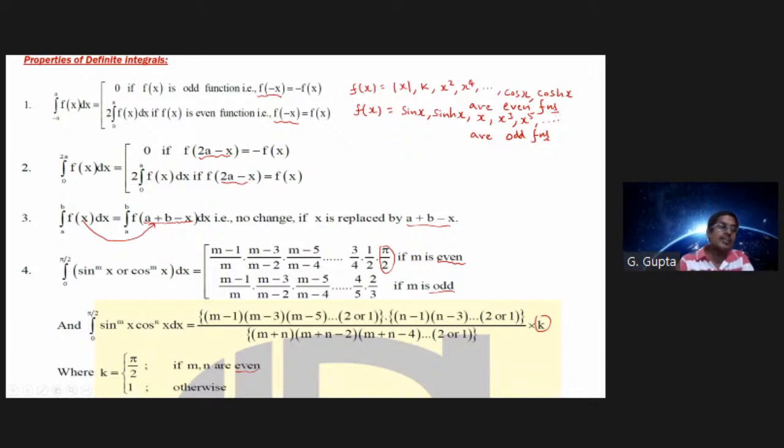Already 4 problems are done. Please, at a glance, remember thoroughly these 4 results in this order. Not required to remember the order also.